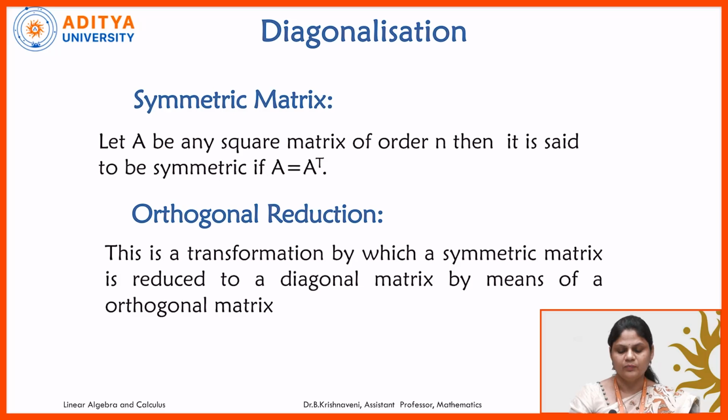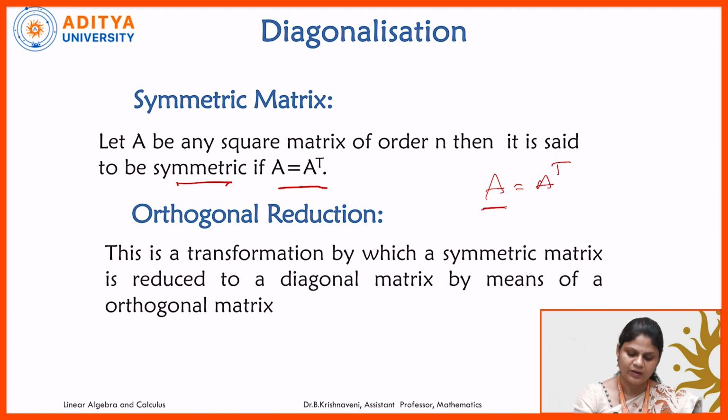So let us move into the topic, diagonalization. First we will get the definition for a symmetric matrix. Let A be a square matrix of order n, then it is said to be symmetric if A is equal to A transpose. Whenever the condition A equals A transpose is satisfied, we call that matrix a symmetric matrix. Now what is orthogonal reduction? This is a transformation by which a symmetric matrix is reduced to a diagonal matrix by means of an orthogonal matrix. That we call orthogonal reduction.